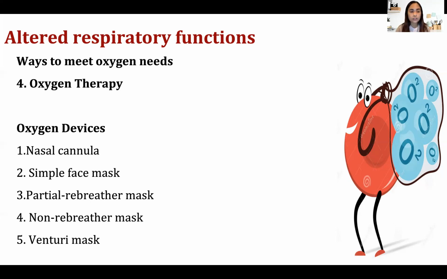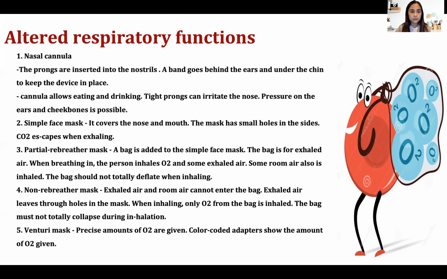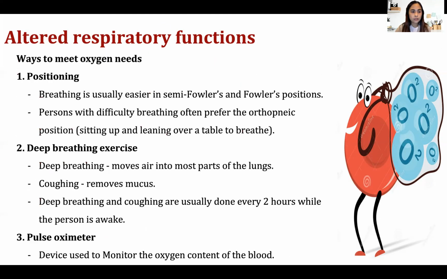You should familiarize yourself with these devices because you are not to apply them unless your hospital or the nurse allows you or you have training. But the nurse will always ask you, can you give me a nasal cannula? Can you give me this oxygen device? So you should familiarize yourself with how they look.